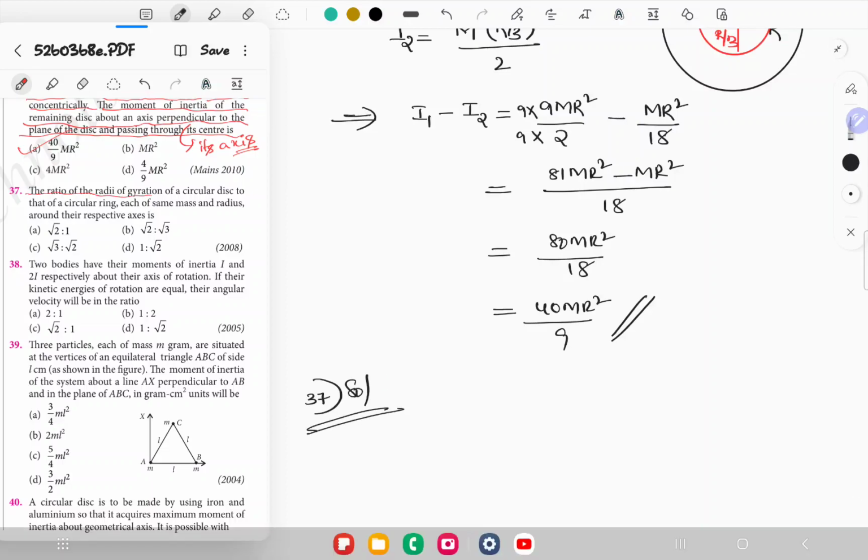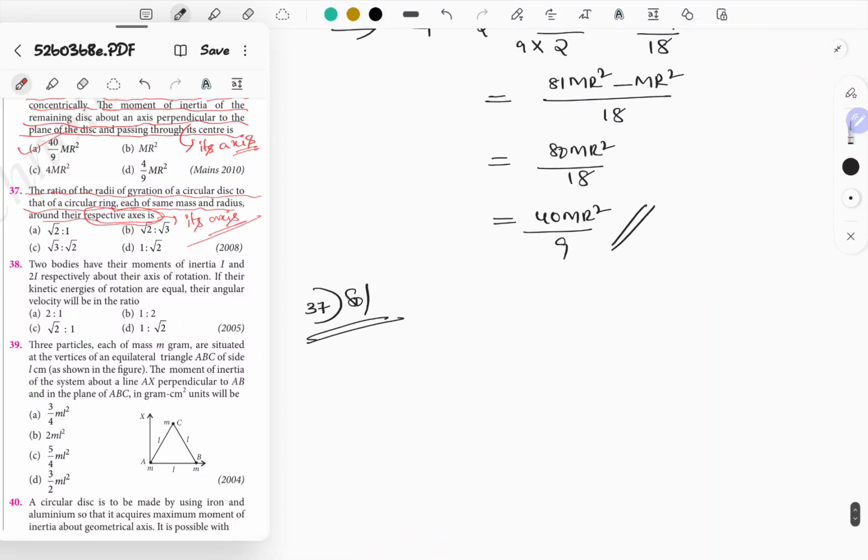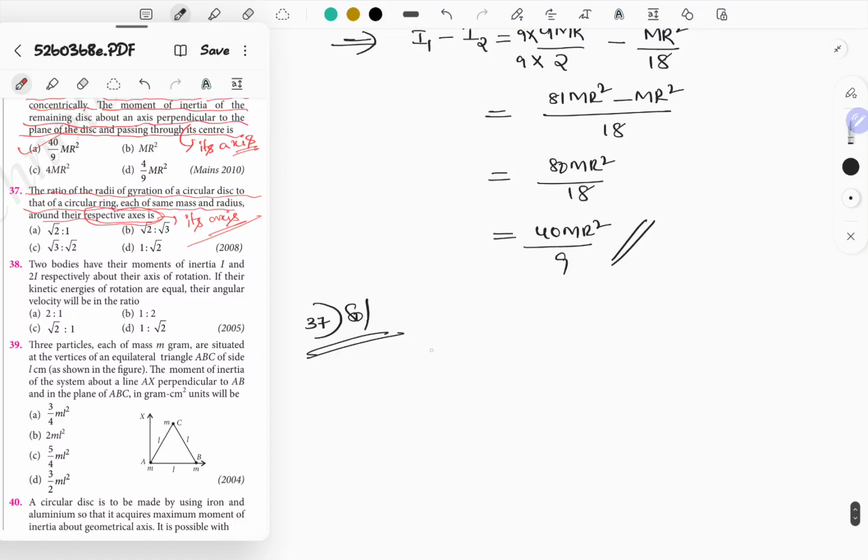The ratio of the radius of gyration of a circular disc to that of a circular ring, each of the same mass and radius, around their respective axis. The meaning of respective axis is also its axis. We already know the meaning of its axis. What is the meaning of its axis? Axis passing through the center of mass and perpendicular to the plane containing the body. They are asking the radius of gyration. We already discussed the formula for radius of gyration.